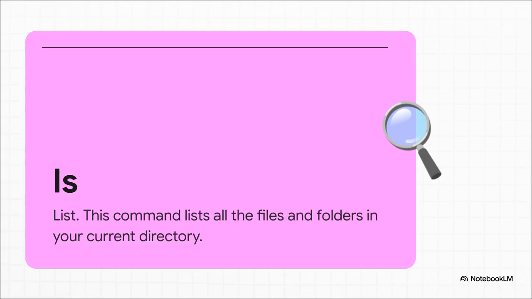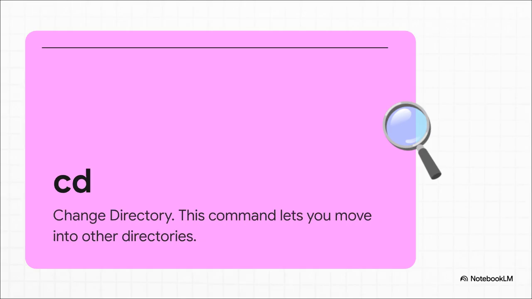Okay, so you know what room you're in. Now what's in the room with you? That's where the ls command comes in. It stands for list, and it just shows you all the files and all the folders in your current spot. Think of it like flipping on the light switch to see what's around you. And of course, you need a way to actually move from room to room. For that, you use cd, which is short for Change Directory. This is how you walk down the hall and into a new office. You just type cd, tell it which directory you want to go to, and bam, you're there.